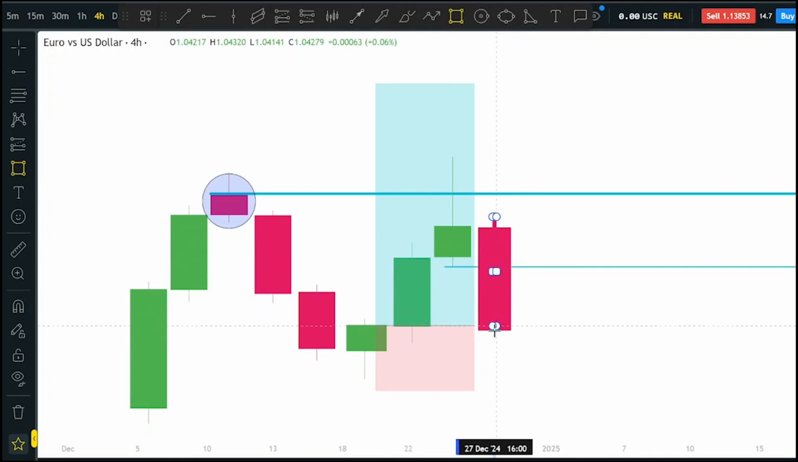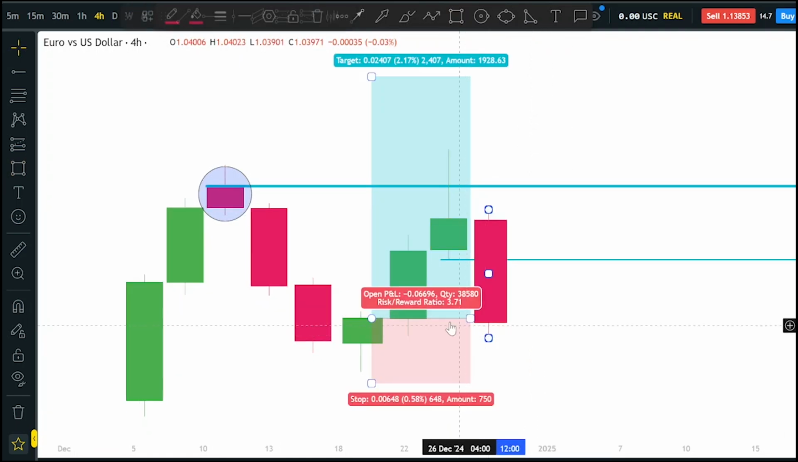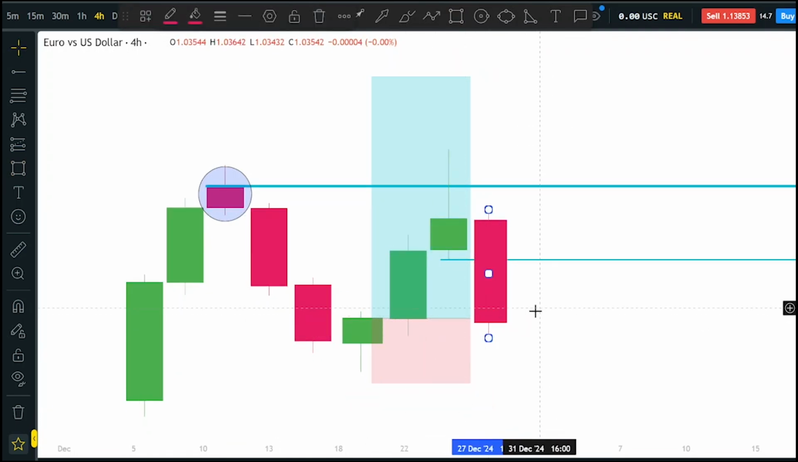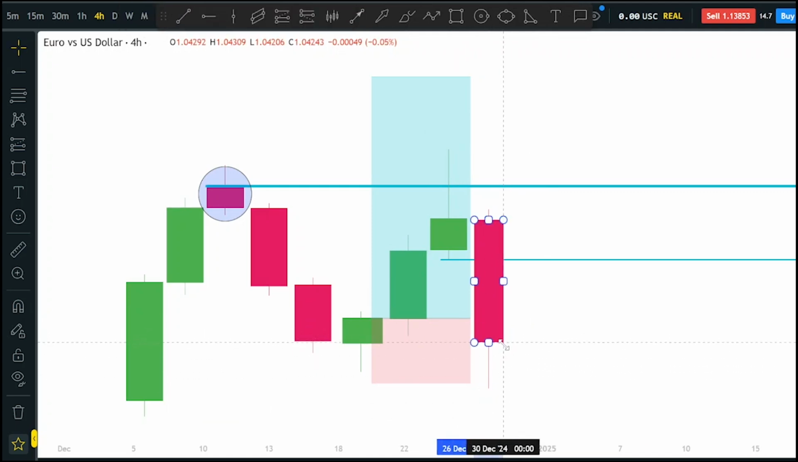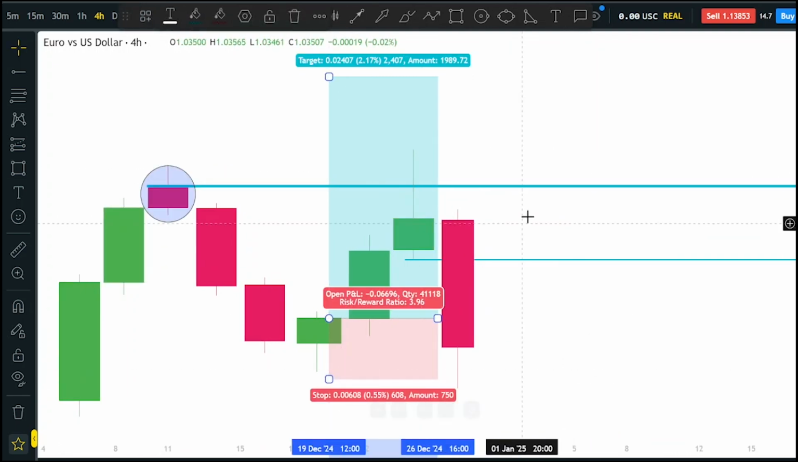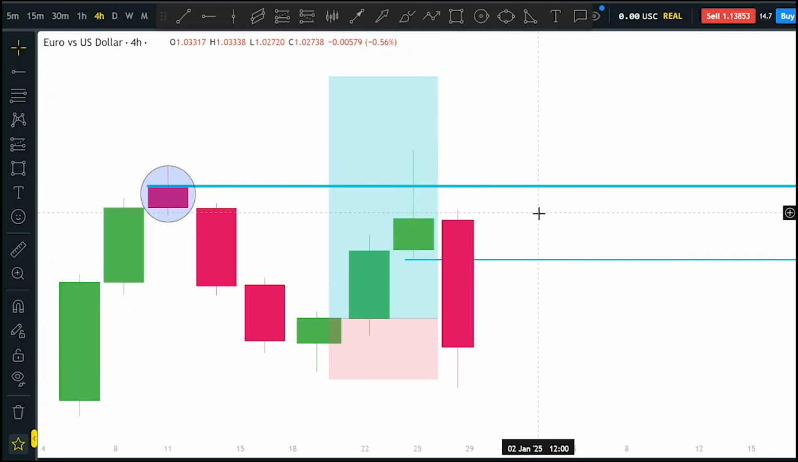If you are lucky, from this area, the market will move down, close from where you entered from, or even break below your stop loss. And then after that, you will get a buying pressure. Okay, you will get a buying pressure, but you are no longer in the market.